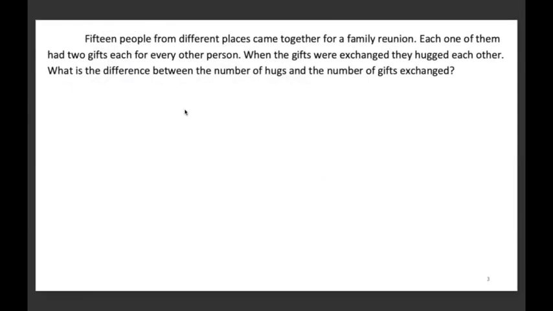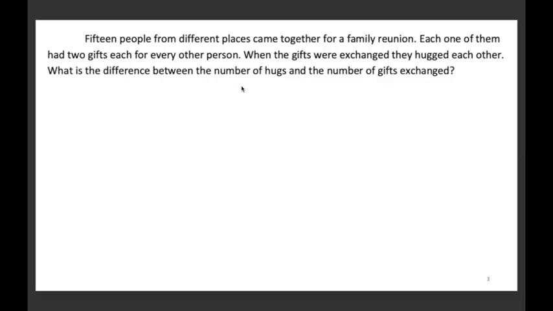15 people from different places came together for a family reunion. Each one of them had 2 gifts for each and every other person. When the gifts were exchanged, they hugged each other. What is the difference between the number of hugs and the number of gifts exchanged?